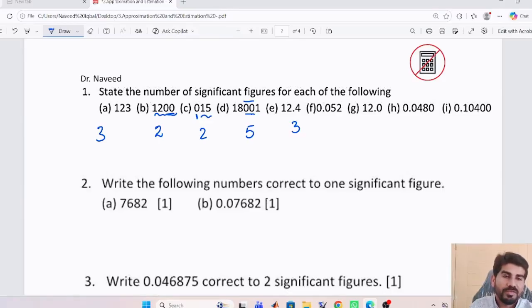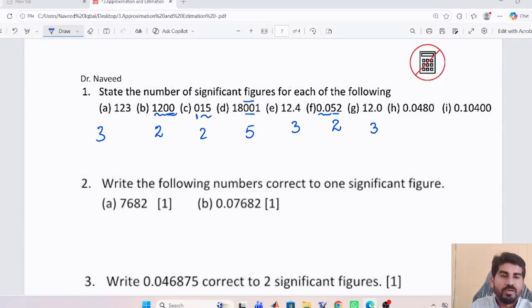In the next number, there will be 3 significant figures because these are all non-zero digits. In the next value, 0.051, there will be 2 significant figures. Why? Because these 2 zeros are non-significant according to rule 3. The zeros before the non-zero digit in decimals are non-significant. There will be only 2 significant figures. Next number, 12.0, there will be 3 significant figures.